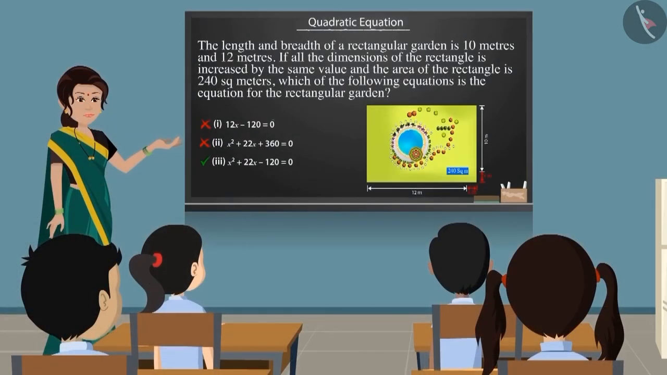So, I hope you understood why only option 3 is correct and the other options are incorrect. A teacher can test the knowledge of her students in a class by using such examples.